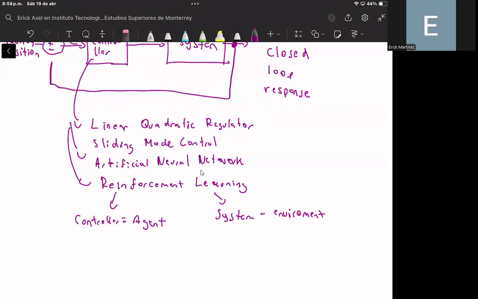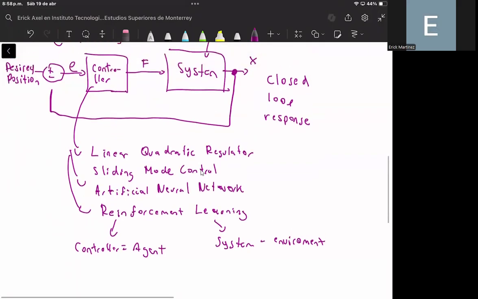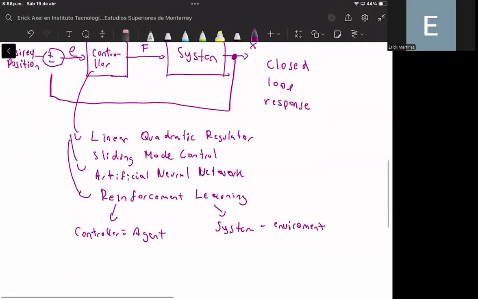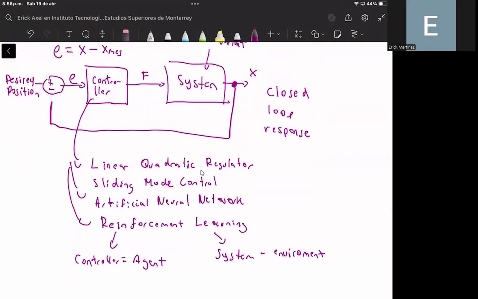This is making an analogous comparison with the jargon of reinforcement learning, because reinforcement learning has other applications. You can apply reinforcement learning, for example, to train a large language model, or to tell a machine how to learn a video game. But basically, this is the analogous comparison with the theory of control engineering.